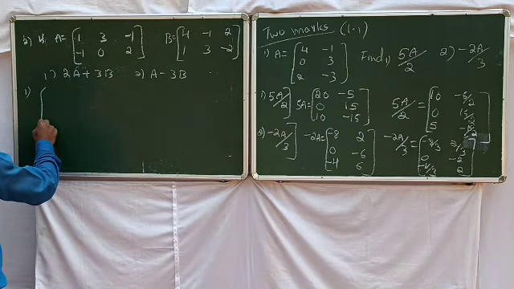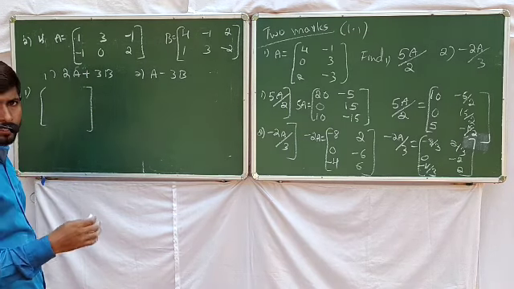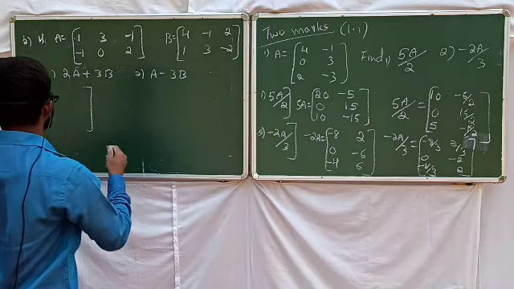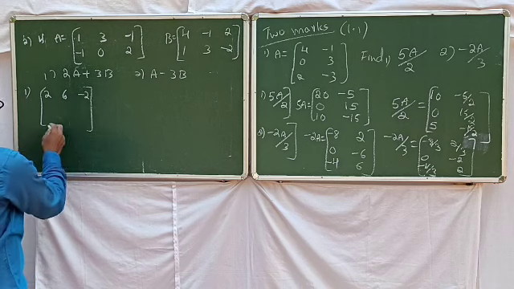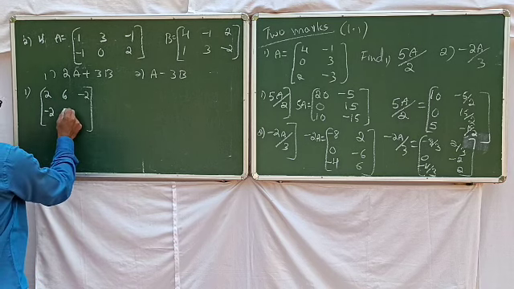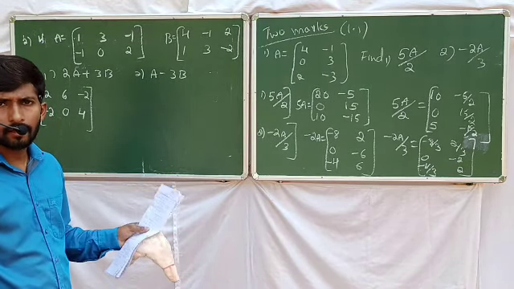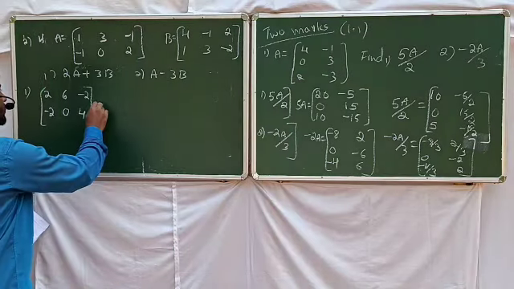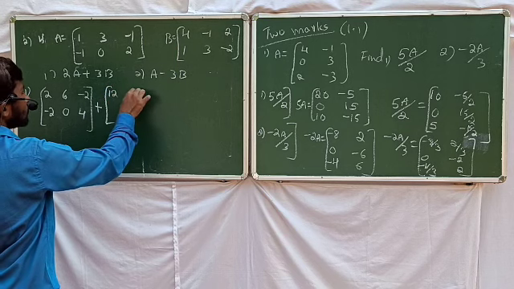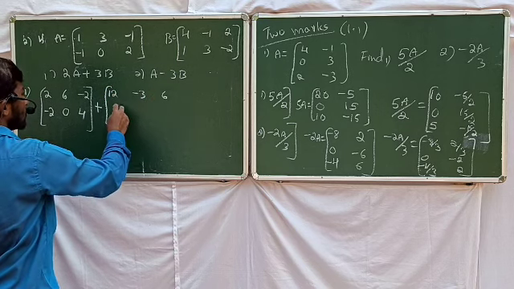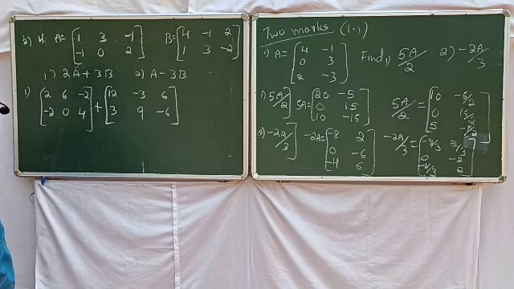Okay. Take the first question. First find 2A value. What will you get? Same procedure. Multiplying 2 to each element of the matrix A. You will get 2, 3 is 6, minus 2, then minus 2, 0, 4. It's the value of 2A. Plus 3 times B. 3 times B means 4 3 is 12, minus 3, 6, 3, 9, minus 6. Okay. This is 2A plus 3B.